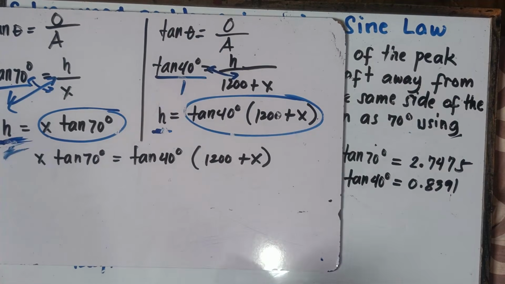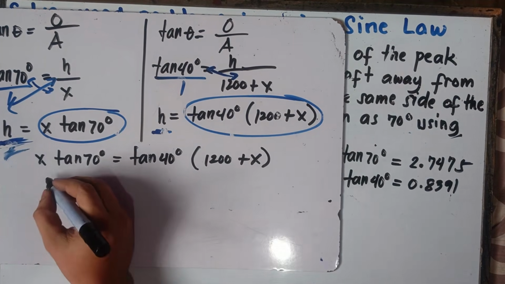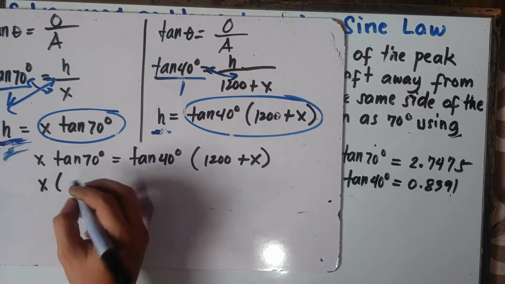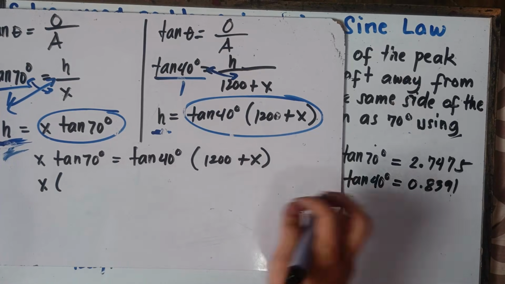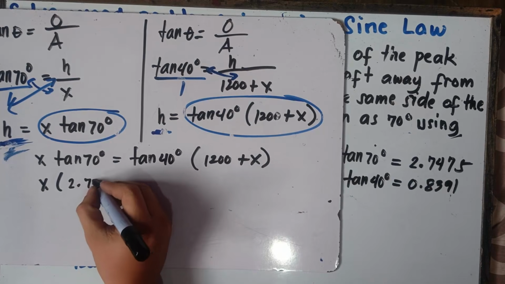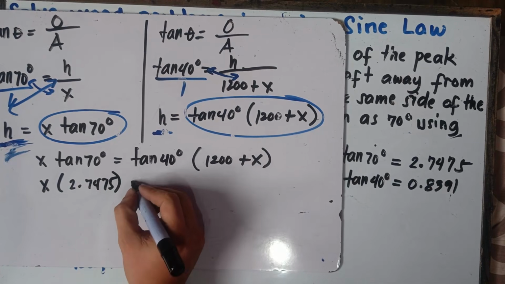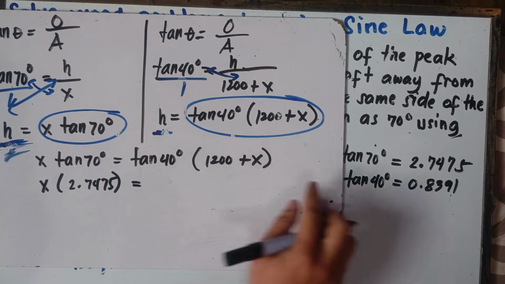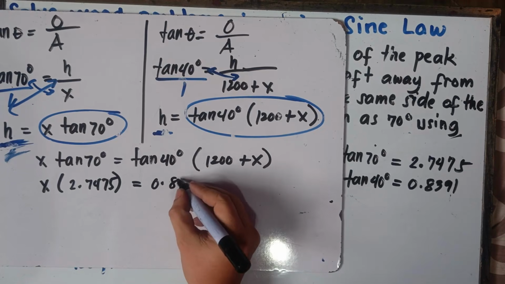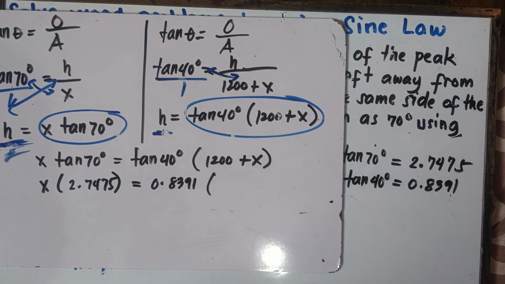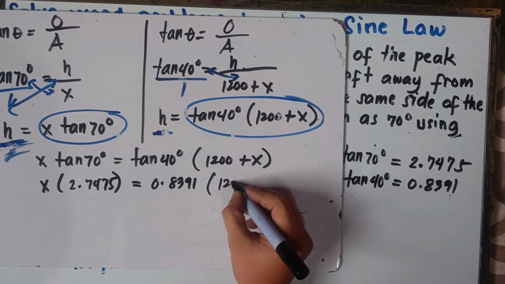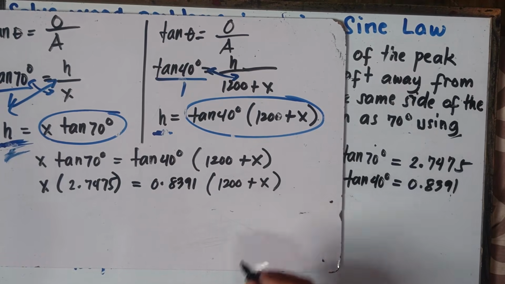Alright, and then simplify this one. So this will be x multiplied by the value of tangent 70 degrees, that would be 2.7475, which is equal to tangent 40 degrees, the value, that would be 0.8391, and then multiplied by this one right here, 1,200 plus x.